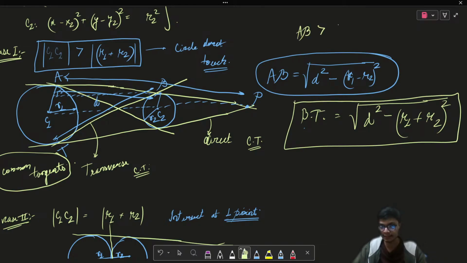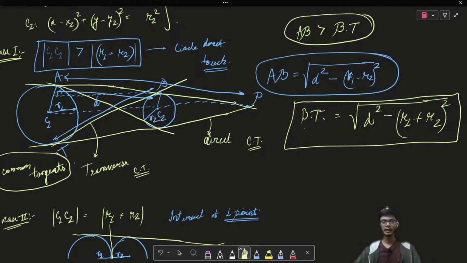Now the easy trick to remember these two formulas is that we always know the AB distance of this external tangent is obviously greater than the transverse common tangent. This particular AB distance must be greater than the BD distance. So in order to remember this result, d square minus (r1 minus r2) square is basically a smaller quantity being subtracted from a large number, so the number is still large.